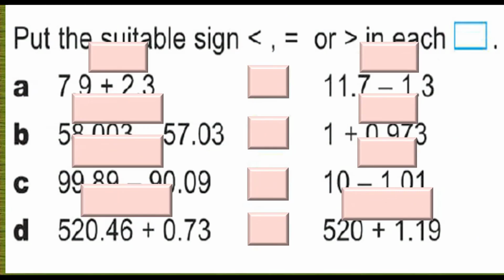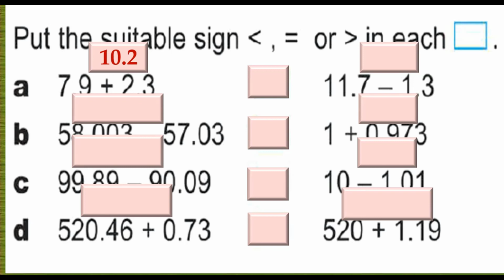Put the suitable sign, less than, equal or greater than, in each square. 7.9 plus 2.3. On the other side, 11.7 minus 1.3. You must get the sum at first. 9 plus 3 equals 12. Write 2 and put the decimal point, carry 1. 1 plus 2 equals 3, plus 7 equals 10. So the sum is 10.2.